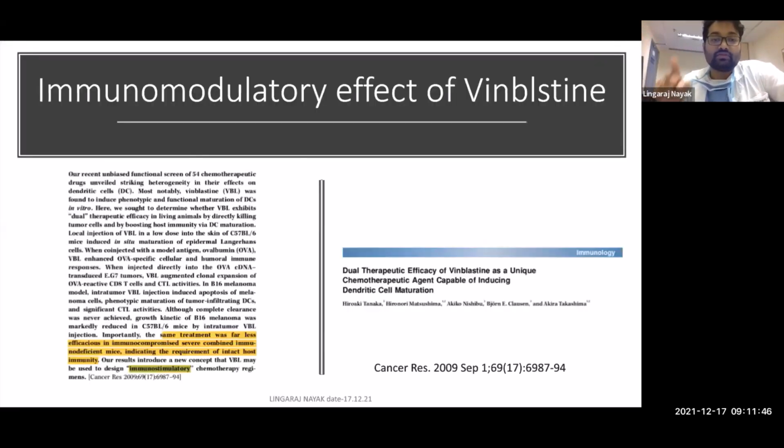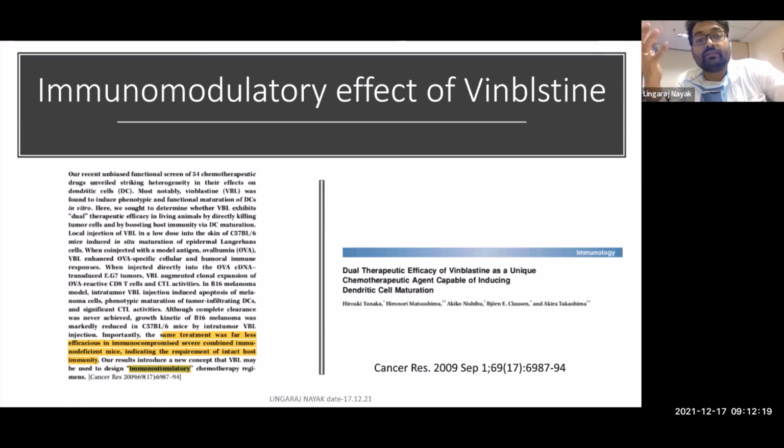as opposed to the chemotherapy-mediated function. This is an interesting work from a Japanese group. What they did is that when they gave vinblastine to immunocompromised, severe combined immunodeficient mice, the efficacy was not there, but when they gave it to immunocompetent mice, the efficacy was pretty good. So the conclusion of this paper is that vinblastine helps in activation of dendritic cells, and that improves the immune functions, and it acts by an immunotherapy mechanism against ALCL as opposed to chemotherapy.